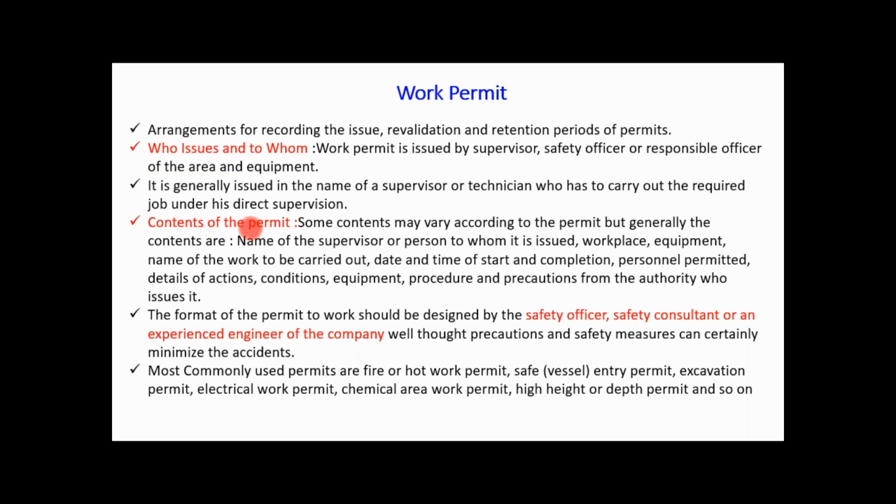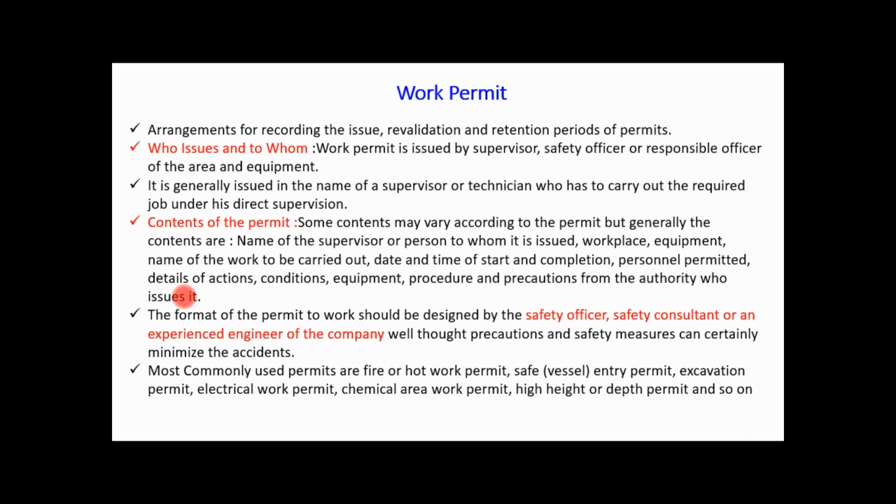Contents of the permits. Normally the general contents for the work permit systems or work permit formats are: name of the supervisor, person to whom it is issued, workplace, equipment, name of the work to be carried out, date, time of start and completion. It is a tentative completion time, that may be 1 hour, 2 hours, or some minutes. Also personnel permitted or details of actions, conditions, equipment, procedure, and precautions from the authority who issues it. These are the general contents. Depending again on the type of work systems, we have to add or specify some points in that work permit format.